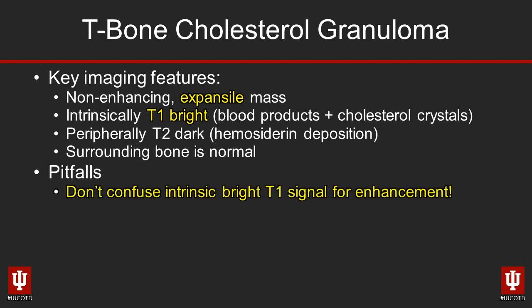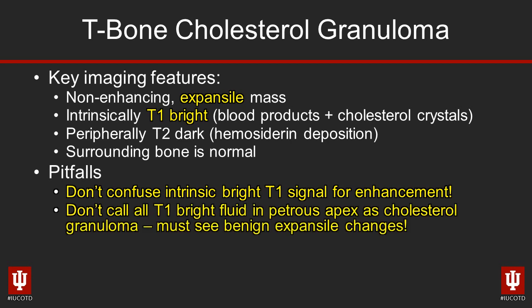There are a couple of pitfalls to keep in mind, though. First of all, you don't want to confuse intrinsically bright T1 signal intensity for enhancement. It's really important to check out the nasopharyngeal or the sinonasal mucosa in order to determine whether this is truly a pre-contrast or a post-contrast sequence. In this case, it's intrinsically T1 bright and it's not enhancing, so we don't want to confuse it for an enhancing mass. That would give you a separate differential diagnosis.